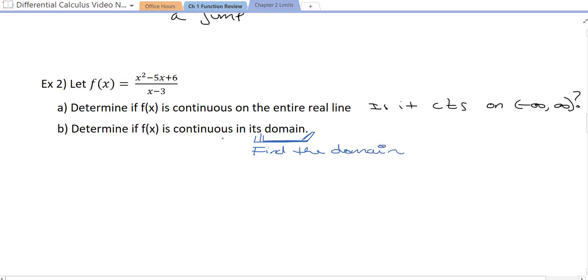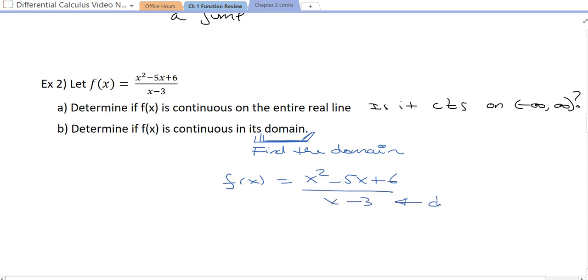Because when it's asking you if it's continuous in its domain, it's asking you, is it included for all the values where the function is defined? So let's look at this. So f of x is x squared minus 5x plus 6 over x minus 3.